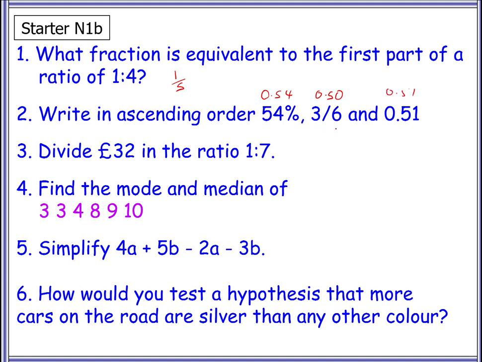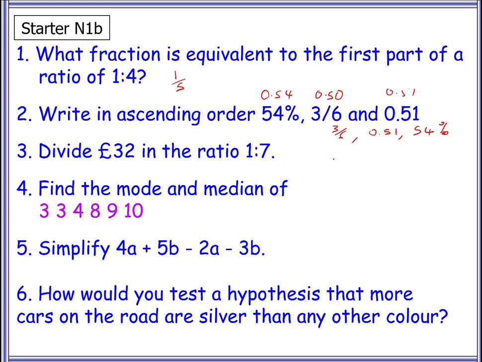So in ascending order, that means smallest to biggest. We've got 3 out of 6 first, and then 0.51, and then finally we've got 54%. Make that a percent there. Good. Divide 32 in the ratio of 1 to 7.